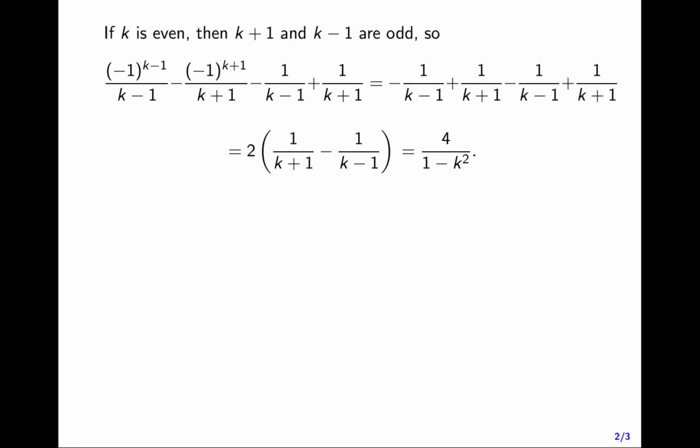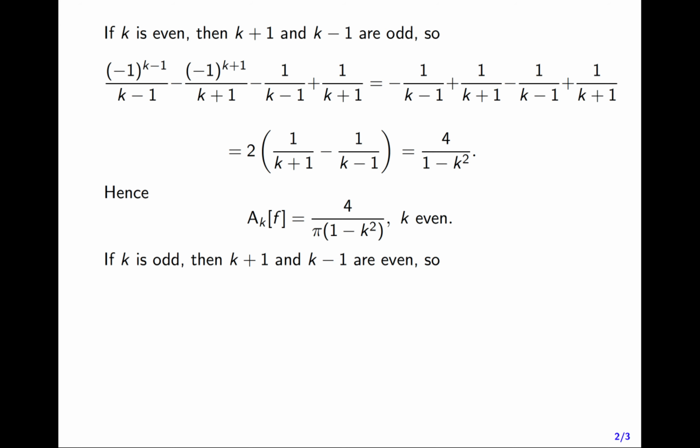So 4 over 1 minus k squared is much cleaner than the expression we started with, and I like it much more. Now, this means that the Fourier cosine coefficient big A_k of f is 4 over pi times 1 minus k squared for k even. Remember I had that factor of 1 over pi from the previous slide. And now I can go to k odd.